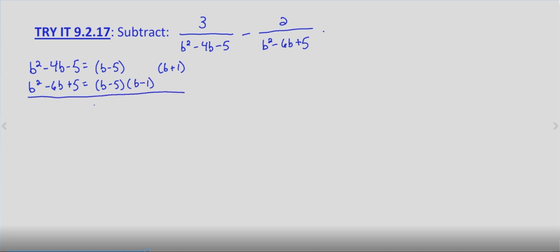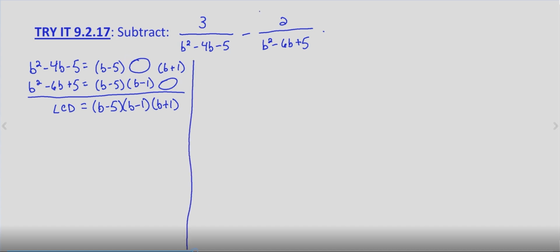So what is our LCD going to be? Our LCD is going to be b minus 5 times b minus 1 times b plus 1. And note what each one is missing, and this is what I meant by it's a little more complicated. We're going to have to multiply both by a binomial. So let's go ahead and write these down in factored form and determine what we need to multiply by.